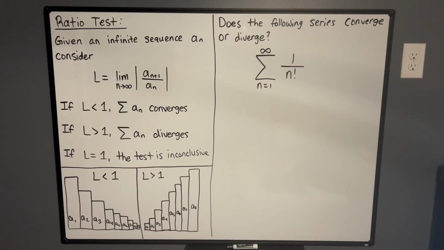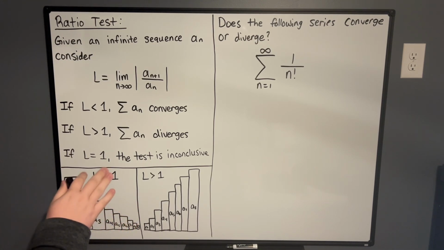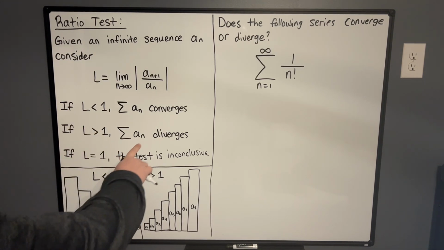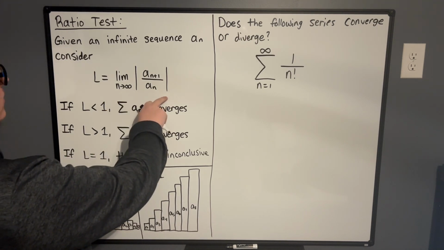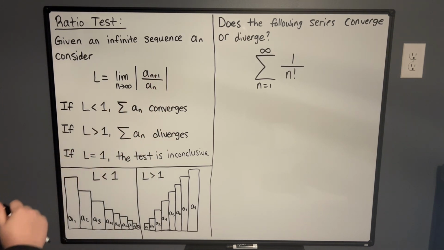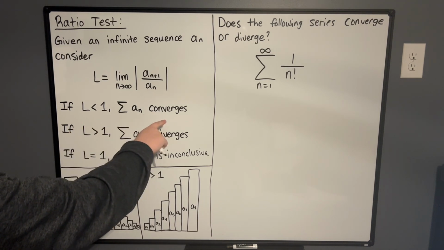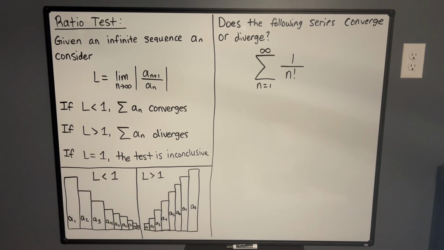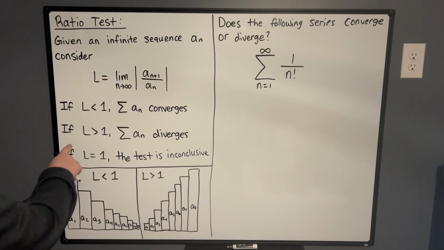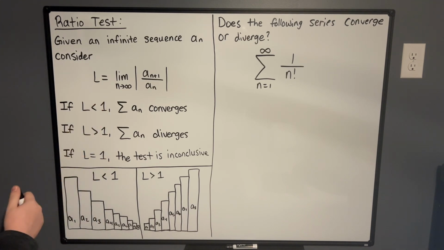In today's video, I want to talk about the ratio test and how it is so useful in testing for convergence of infinite series. Let's first talk about the actual rule of the ratio test. If we're given an infinite sequence of real numbers, a sub n, we're going to consider this limit. The limit as n goes to infinity of the absolute value of a sub n plus 1 over a sub n. Whatever we get for that limit L, if that value is less than 1, then the series of a sub n will converge. This is usually from n equals 1 to infinity. If L is greater than 1, the series will diverge, and if it's equal to 1, then the test is inconclusive.